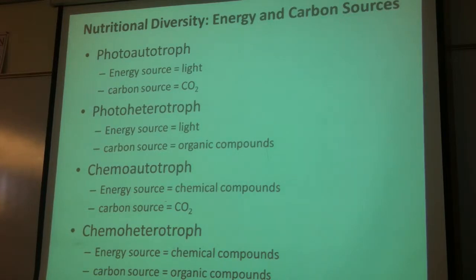So autotrophs are a lot of times known as the producers. They're usually the bottom of the food chain. They're the ones that are making the energy for the rest of the chain. Heterotrophs depend upon energy and carbon fixed by other organisms a lot of times. So these are the consumers, or also the decomposers of your organism.